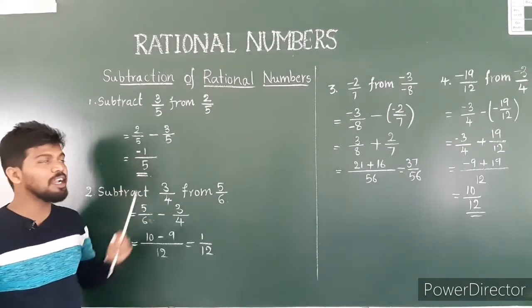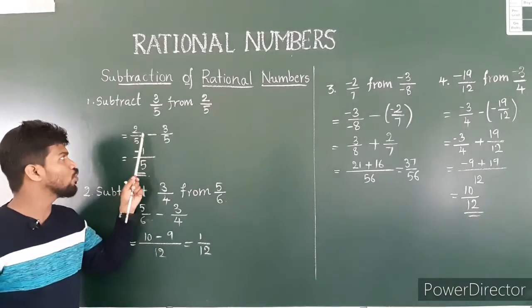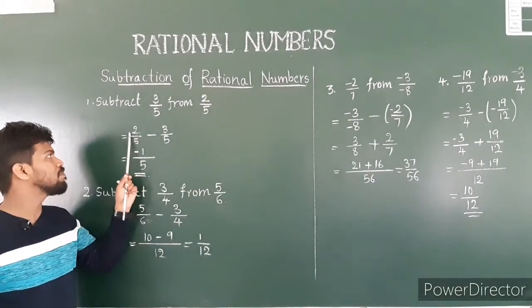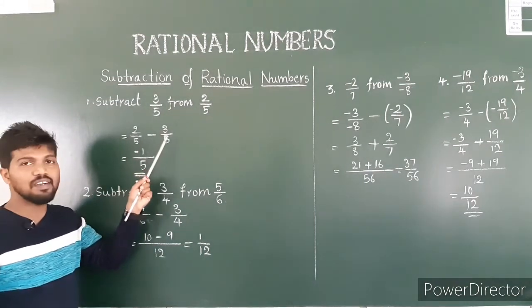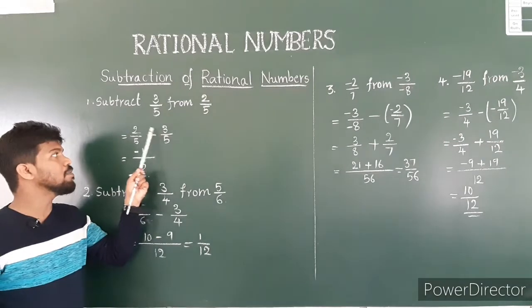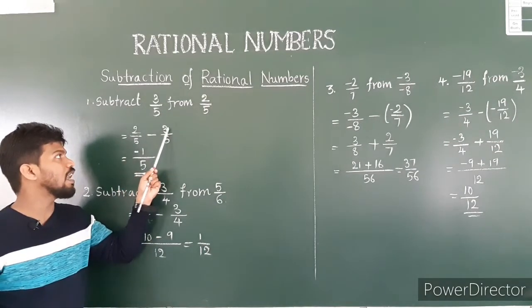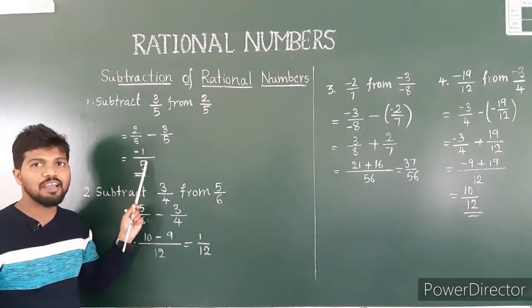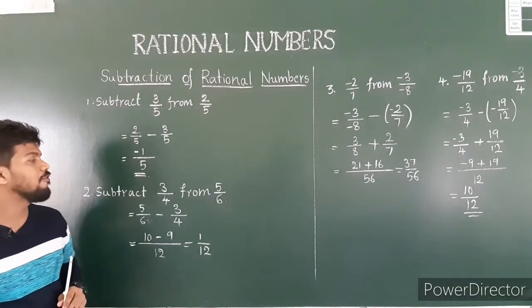See that the denominator is the same, so now you just subtract the numerators. So 2 minus 3. Two different signs: this is plus, this one is minus, so subtract. Two different signs means you subtract 3 minus 2, you get 1, and take the larger value's sign. The larger value is 3 here, so that is minus. So the final answer you got is minus 1 by 5.